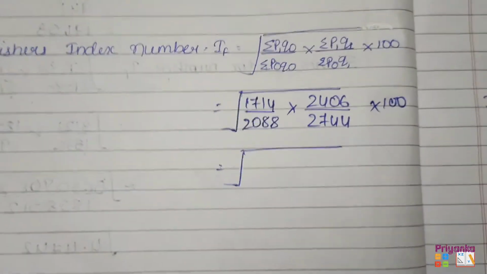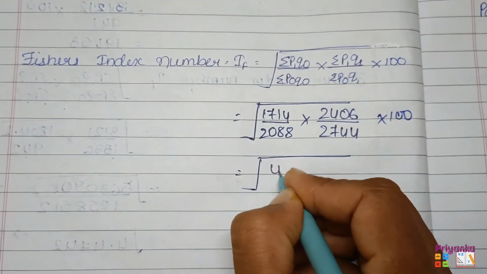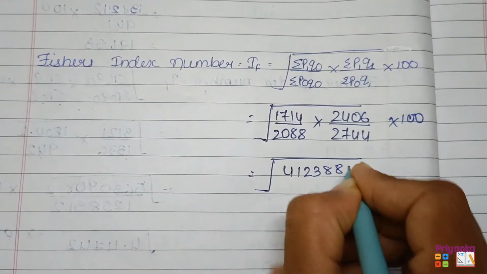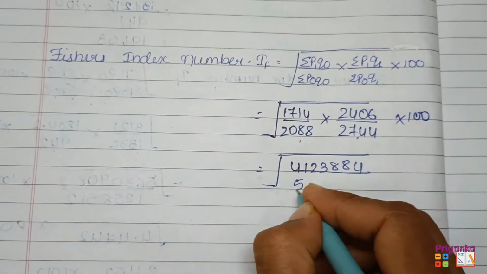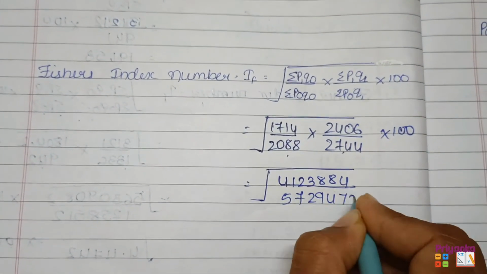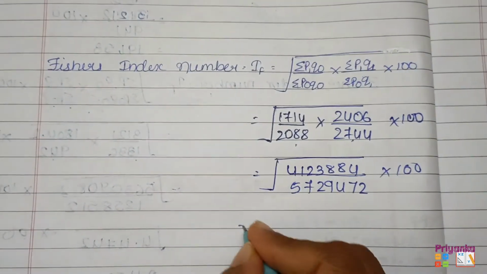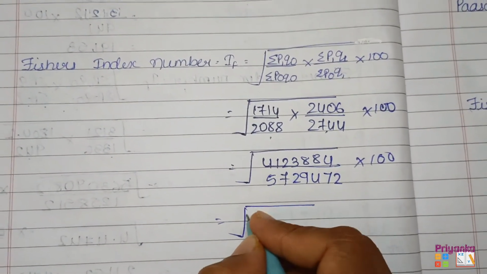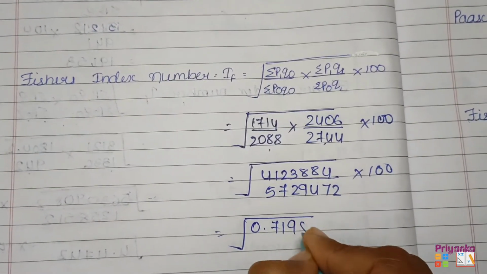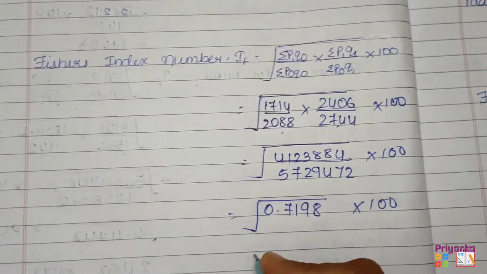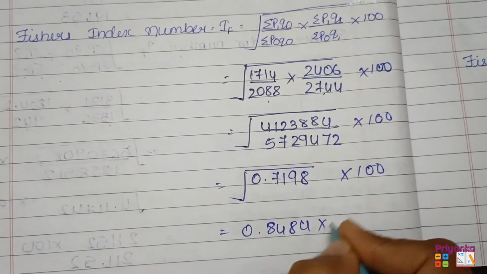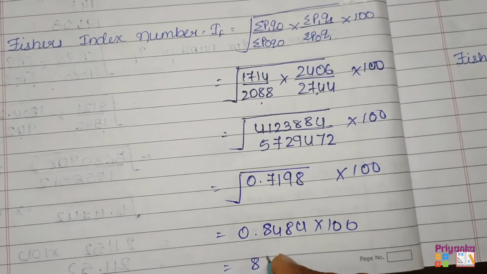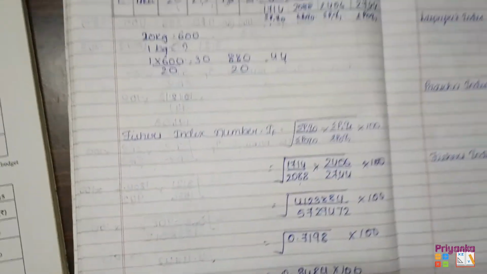Here we get 4123884, and multiply 2088 with 2744. Here we get 5729472 into 100. Now divide them. Here 0.7198 into 100. Remove the root, that is 0.8484 into 100, and the answer is 84.84. Here we complete question number 3. Moving to the next question number 4.